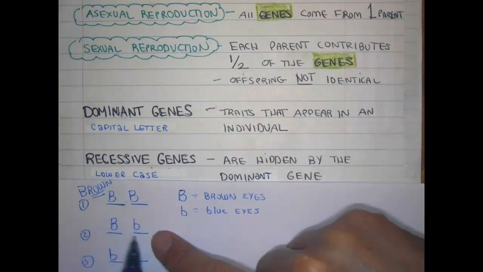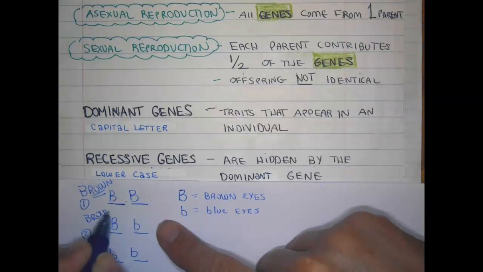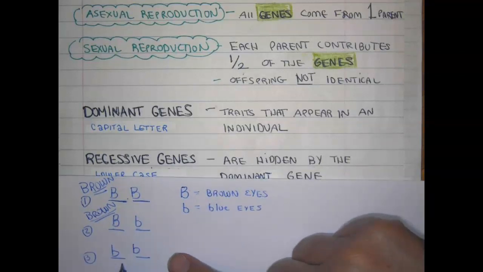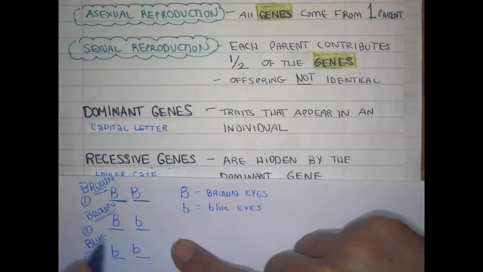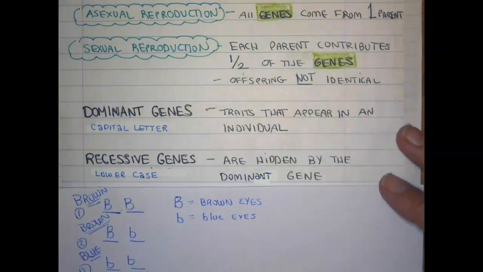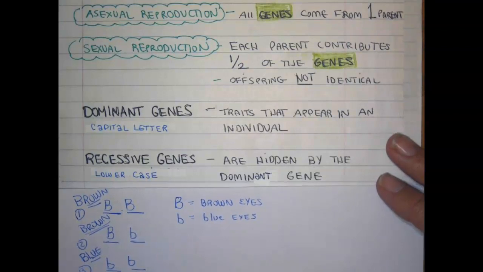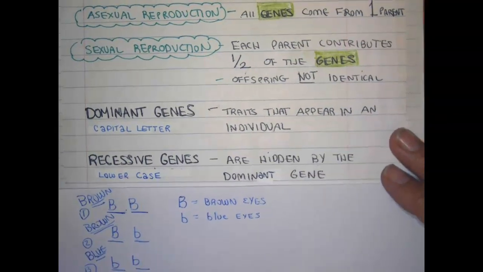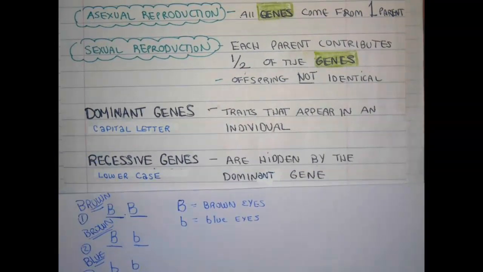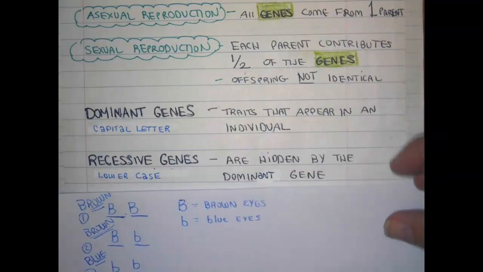Doesn't mean they're going to have 1 brown eye and 1 blue eye. No, this gene is hidden. They're going to have brown eyes. They both have 2 lowercase b's. They have nothing to hide the blue eyes. So this person is actually going to have blue eyes. We'll learn more about how to calculate that next week. But right now, just so that you know, the dominant genes are a capital letter, the recessive a lowercase letter, and the recessive is covered up by the dominant if there's a dominant in the 2 genes.